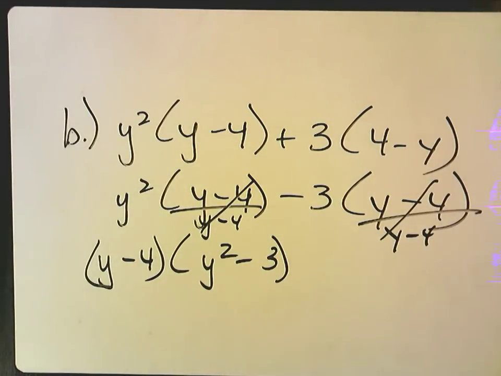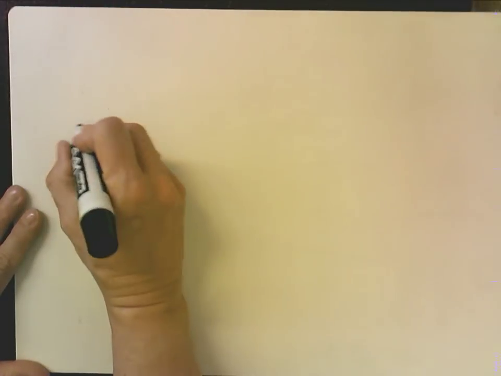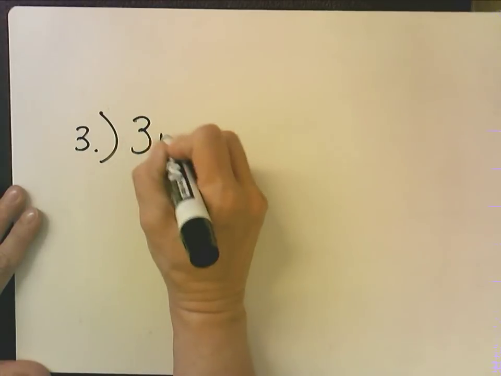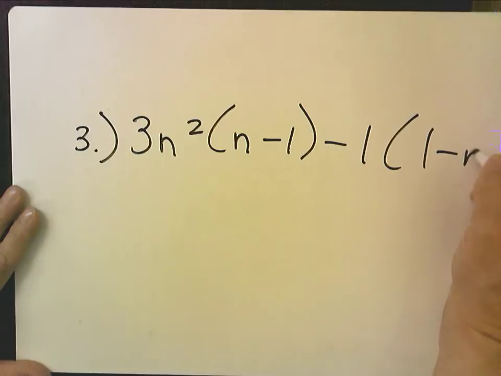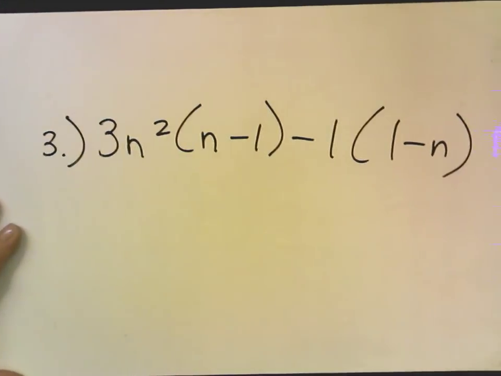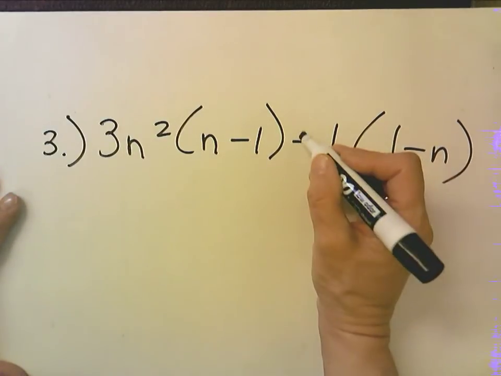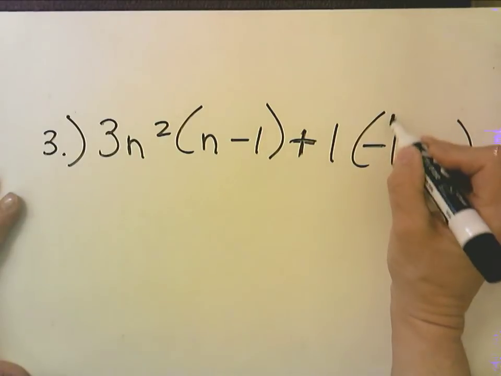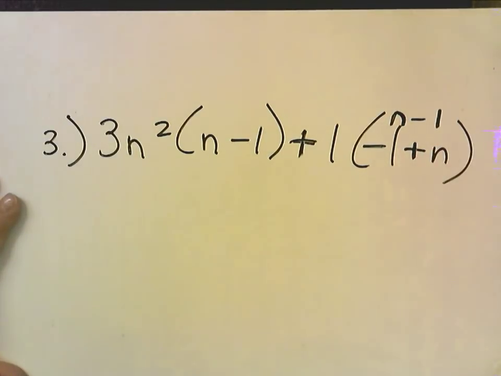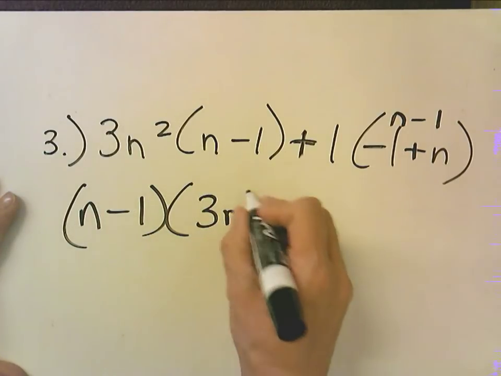Okay, so now let's go back to number 3. And you're going to try to do that on your own. Stop the video, and I will do it right now. So 3n squared times (n - 1) minus 1 times (1 - n). Now, I notice I have same numbers, opposite signs. I want to take out a negative, so I'm going to make this positive, this negative, this positive. So in essence, this is (n - 1). So now, grandma's (n - 1). And I'm left with 3n squared plus 1.